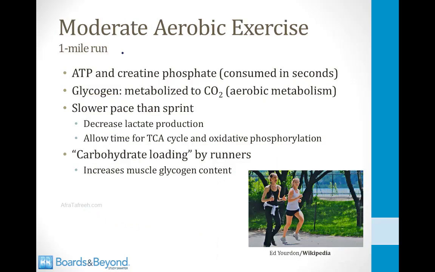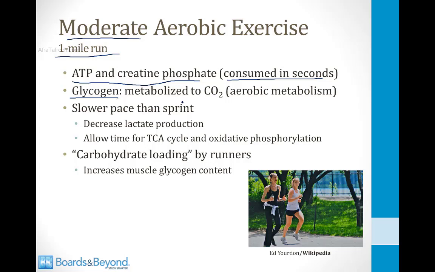Now let's talk about the biochemistry of aerobic exercise. And first, let's consider moderate aerobic exercise. And let's talk about what happens when you go on a 1 mile run. The ATP and creatine phosphate in your muscles is consumed in the first few seconds, as we talked about in the last slide. Your muscles will then begin to metabolize glycogen, but because you're not in an all-out sprint, they can use the slower metabolic pathways like the TCA cycle and electron transport.